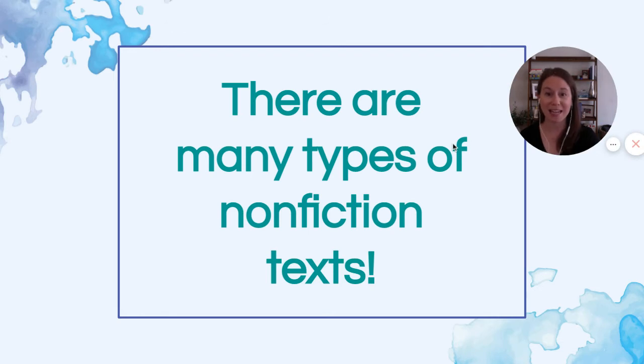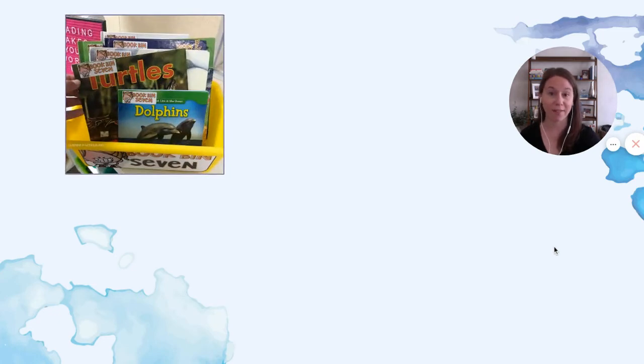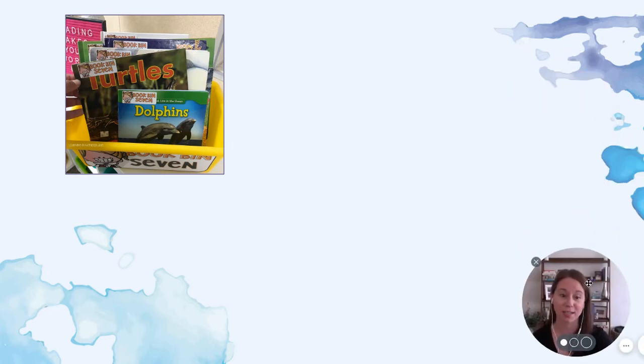There are so many types of nonfiction texts. Remember, a text is something that you read. Anything that you read is also called a text. There, of course, are nonfiction books. A book is a text that we read and use all the time.